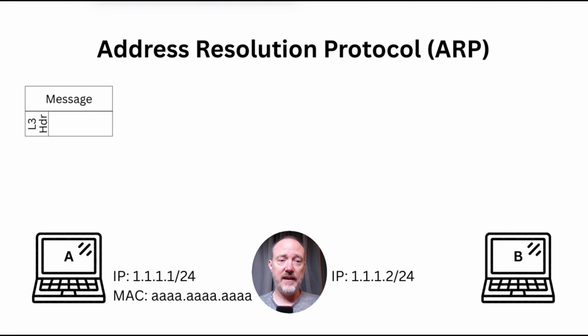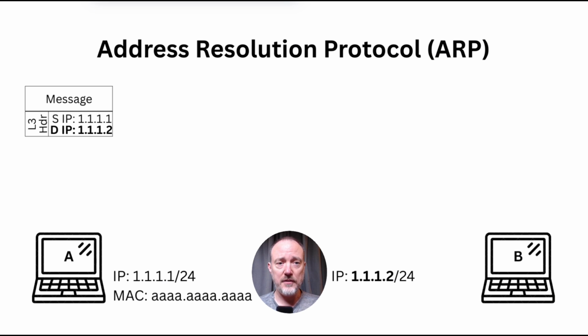PCA has an IP address of 1.1.1.1, and it knows that it has to put that as the source address. So it puts that in the header as the source IP. It also knows that it wants to send this message to IP address 1.1.1.2, so it can put that into the destination IP address. Now that it has a layer 3 header, this is called a packet. It gets handed down to layer 2.